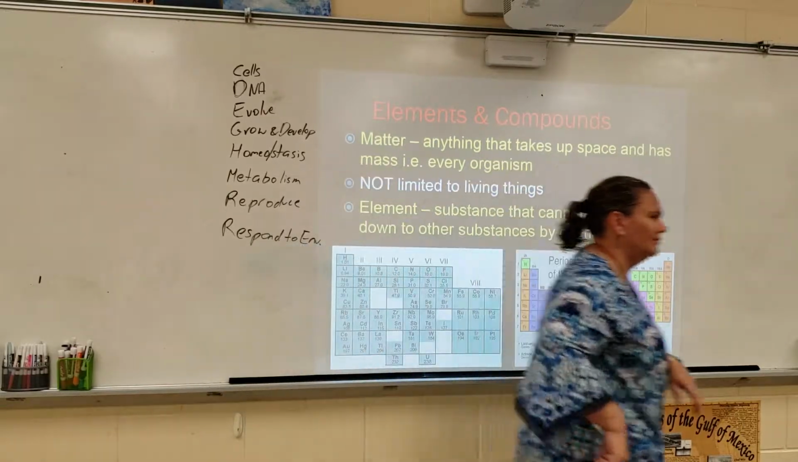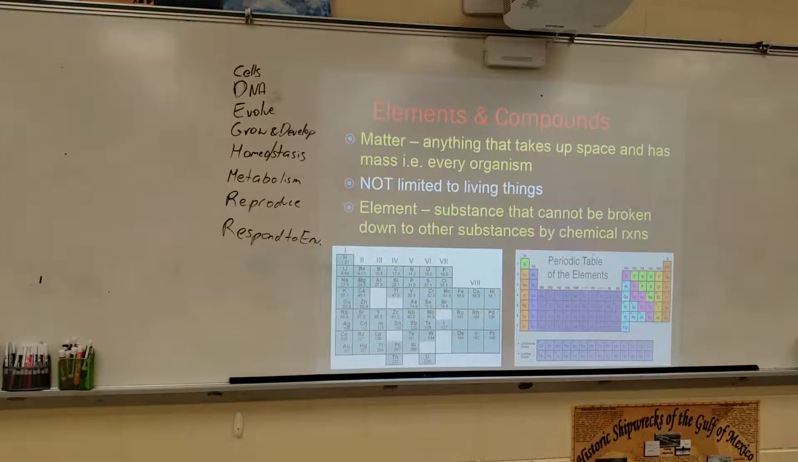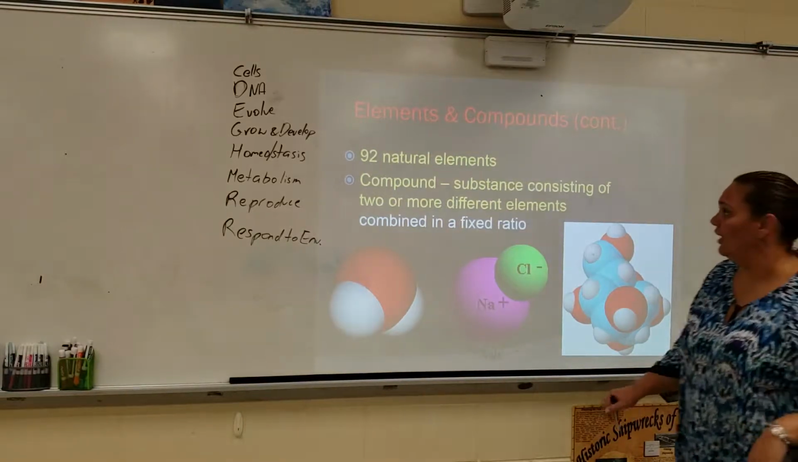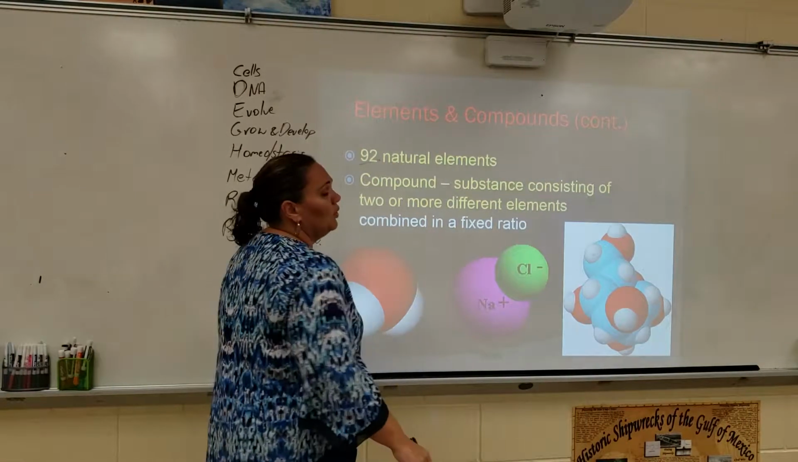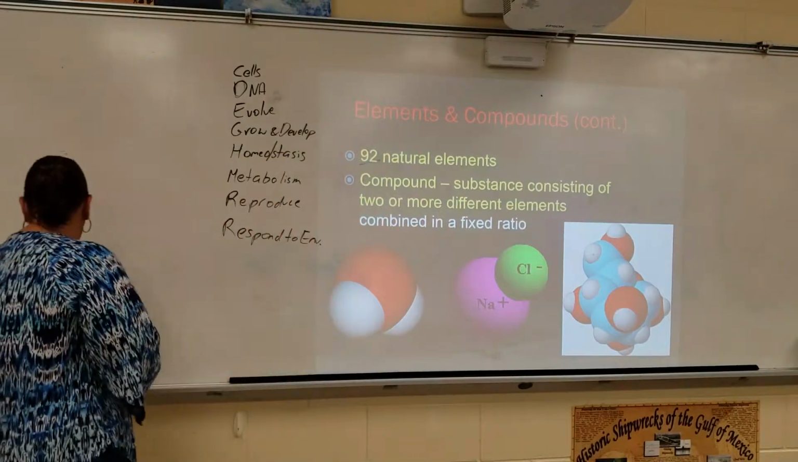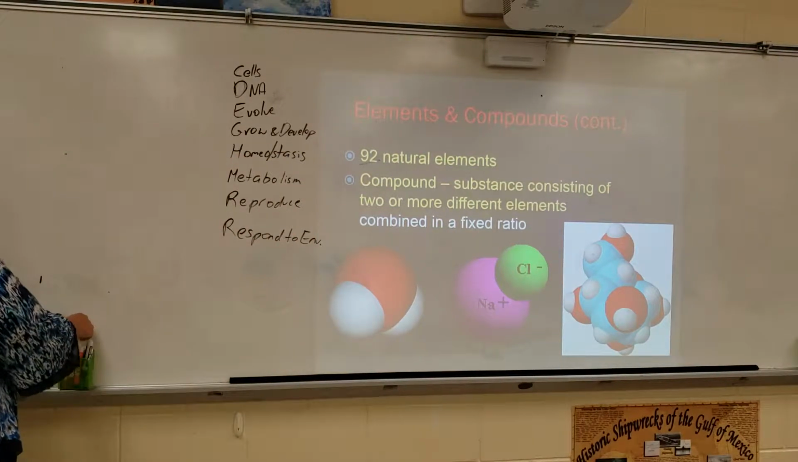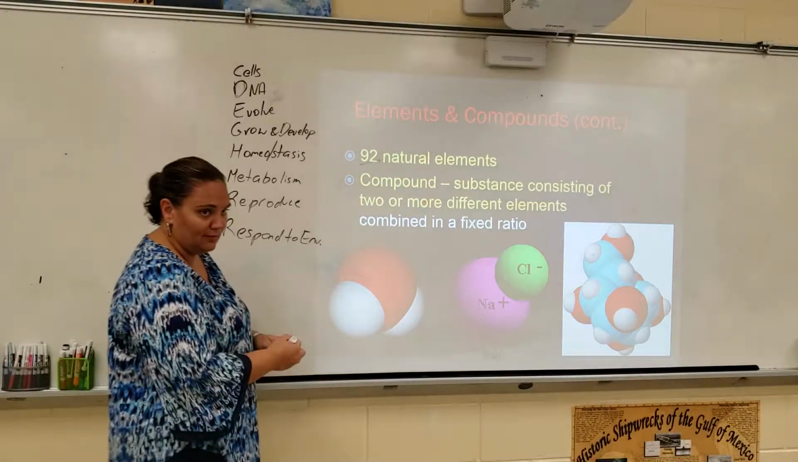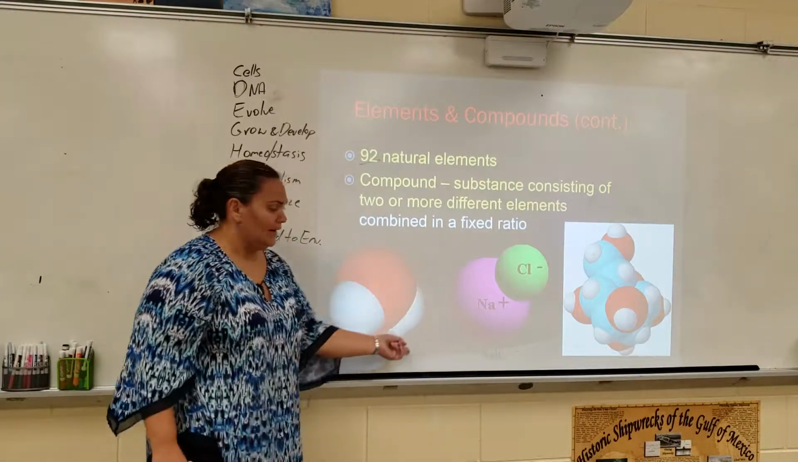Of those 118 elements, we have 92 that are natural elements. When you take 2 or more elements and put them together, you form what's called a compound. A compound is a substance consisting of 2 or more different elements. This right here, anybody guess what this is?